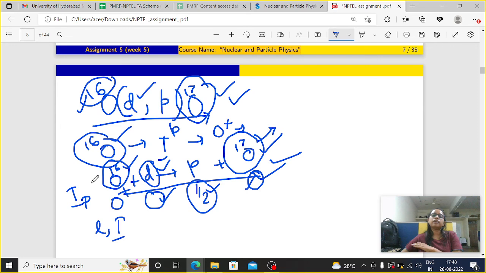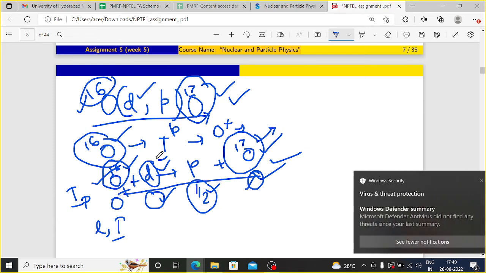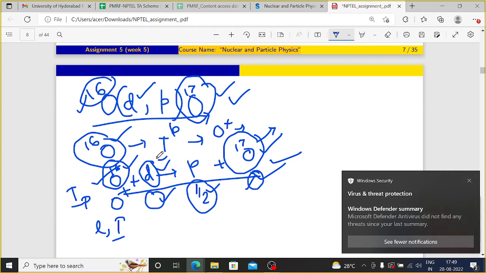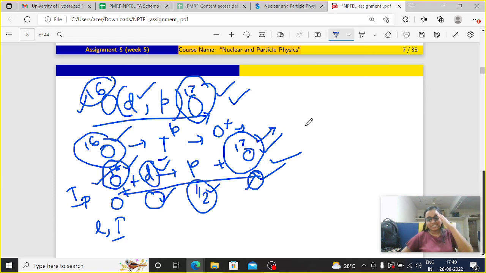when our incoming particle is in a ground state, and Hello, ma'am. Your laptop battery is very low, ma'am. Please, sorry. Thank you so much. Now it's fine. Okay, I did not see that.